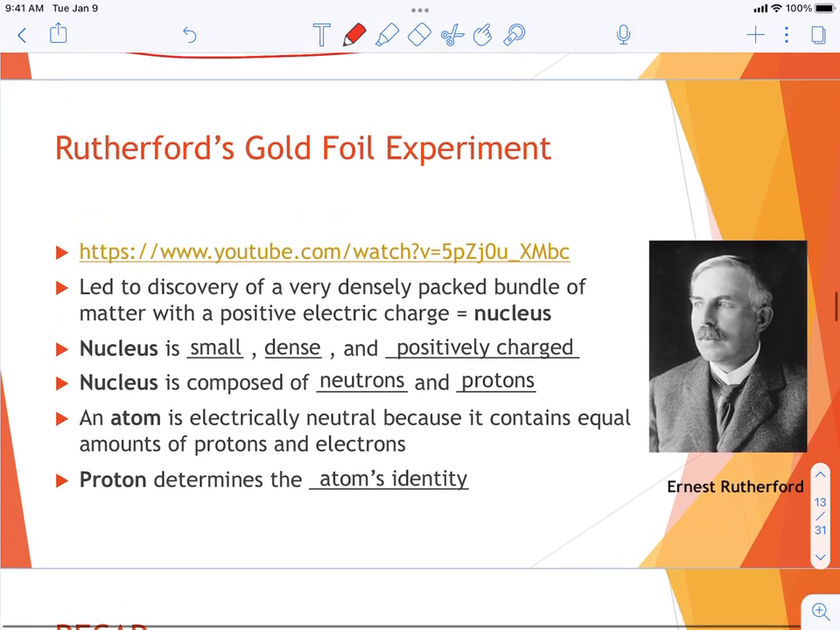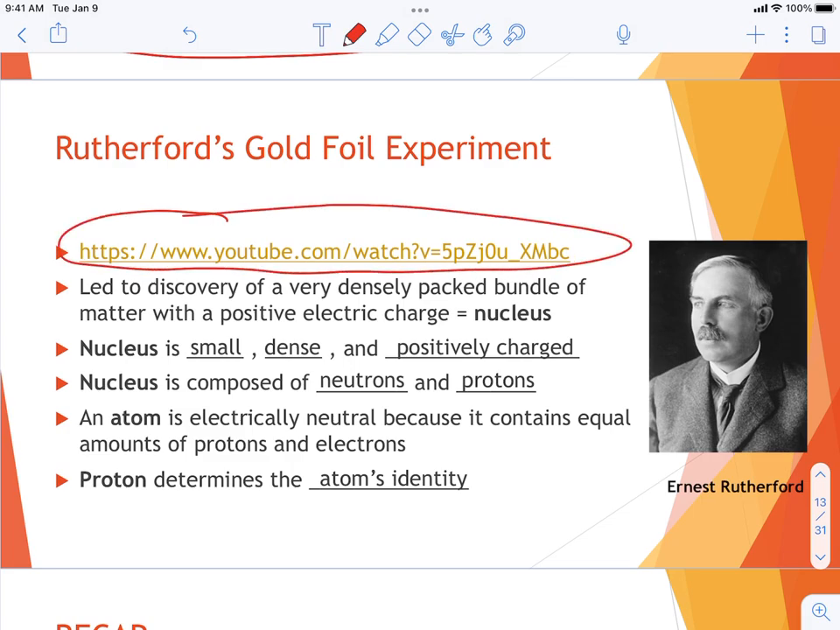And really the last scientist we're going to talk about is someone called Ernest Rutherford. He led to the discovery of the nucleus through his gold foil experiment. Again, please click this video and watch that, because it will show you the gold foil experiment. 3 things he learned that were important about the nucleus. Found out it was very small, it was very densely packed, and it was indeed positively charged. We know that because it consists of protons and neutrons, and again, protons are positive.